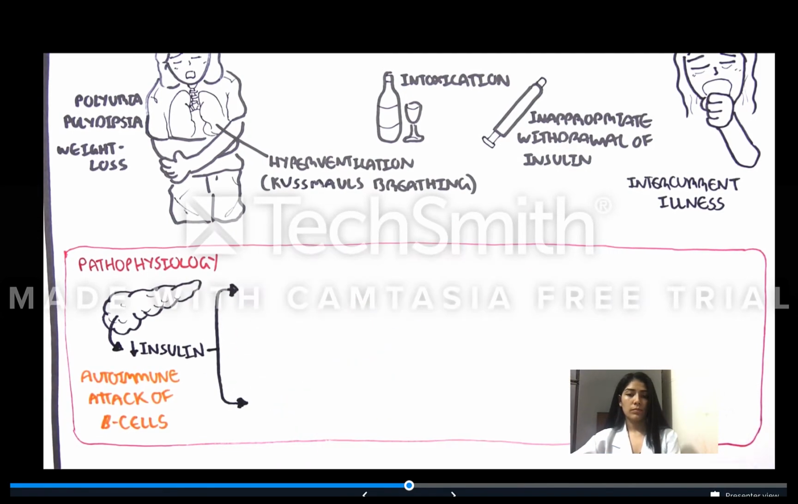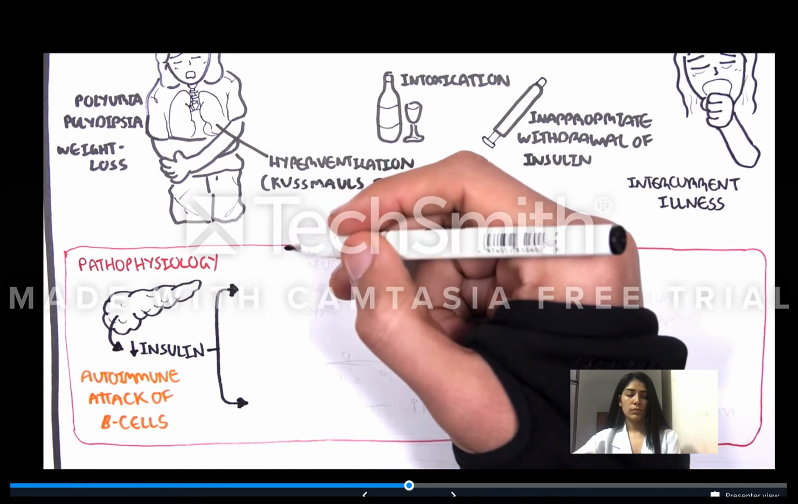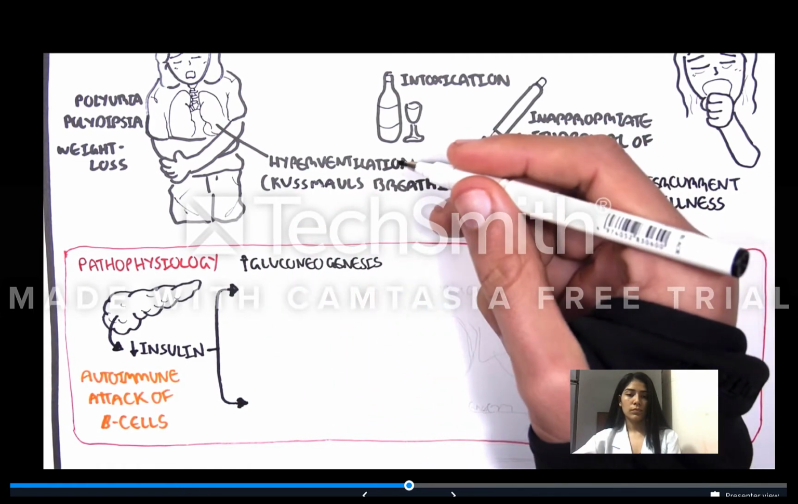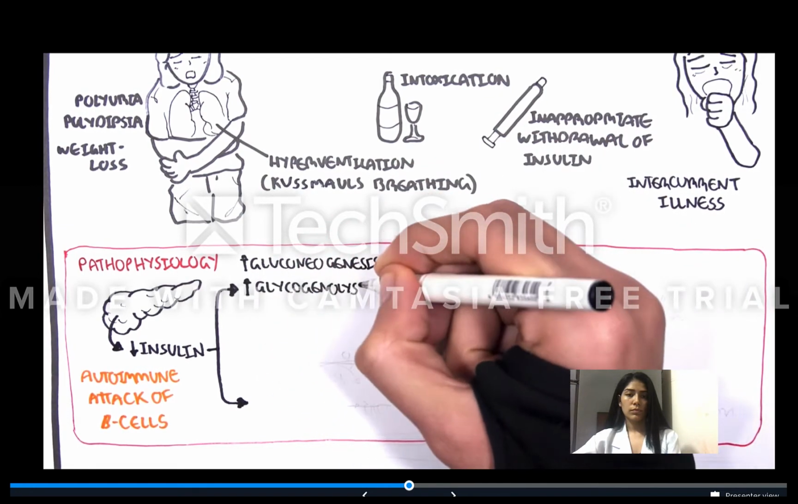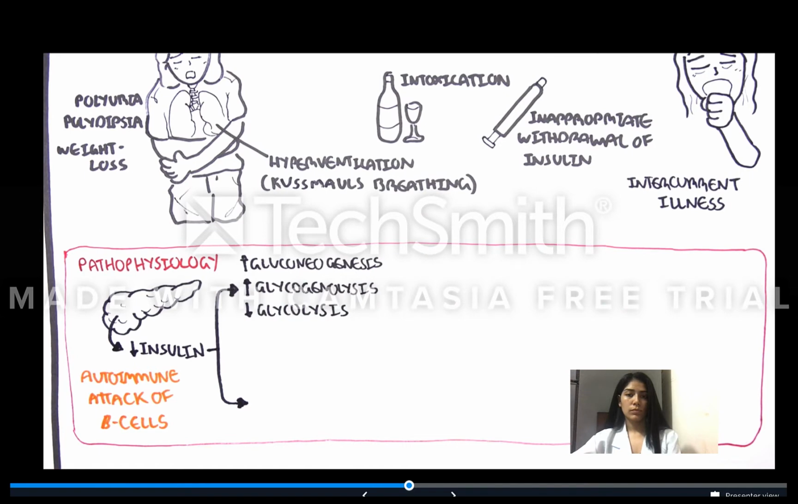Insulin is an important hormone, and because we have a decrease in insulin, this causes some problems. First, it means that gluconeogenesis is not inhibited. And so we get gluconeogenesis. We get more production of glucose. We also get increased glycogenolysis, and we get a decrease in glycolysis, all of which will result in more glucose in the blood. So we get hyperglycemia.